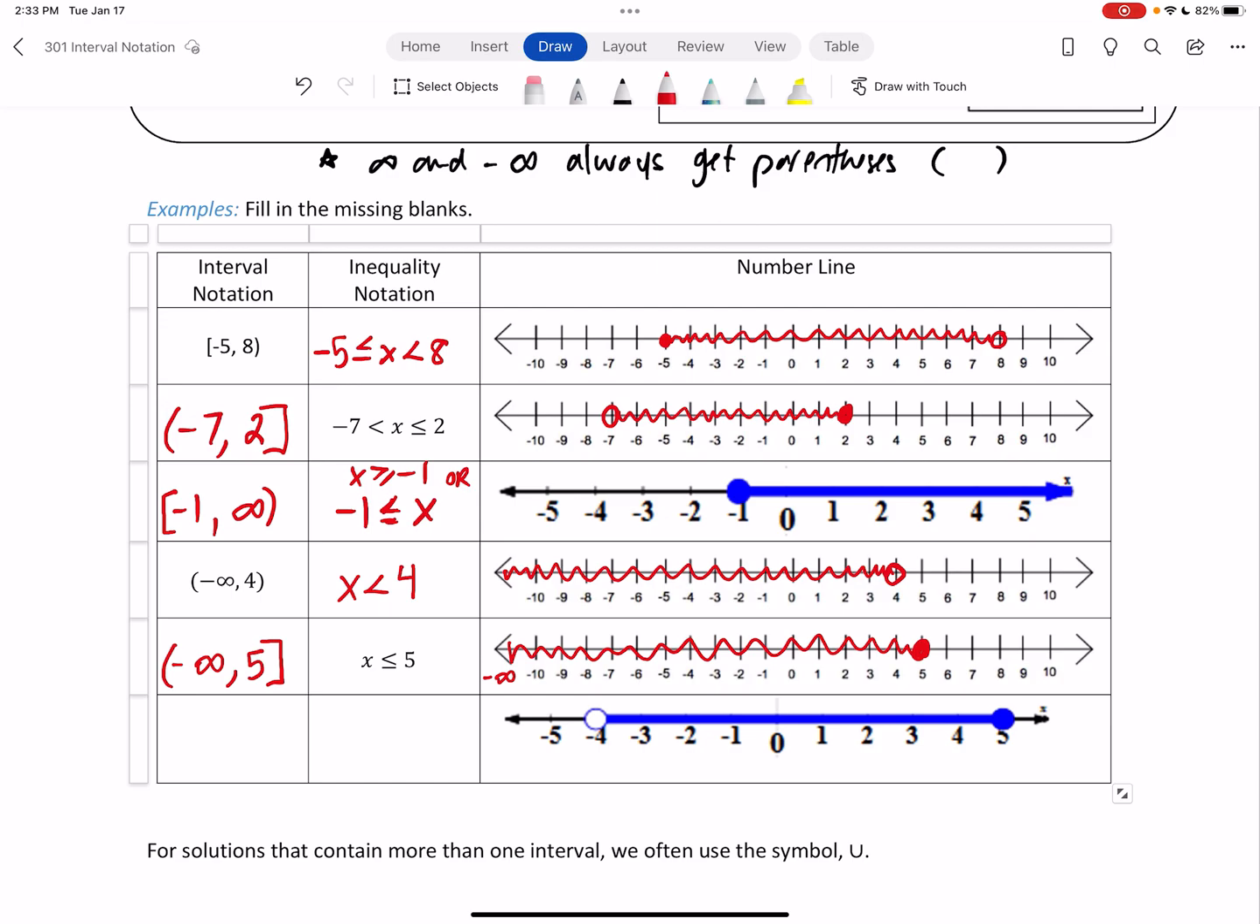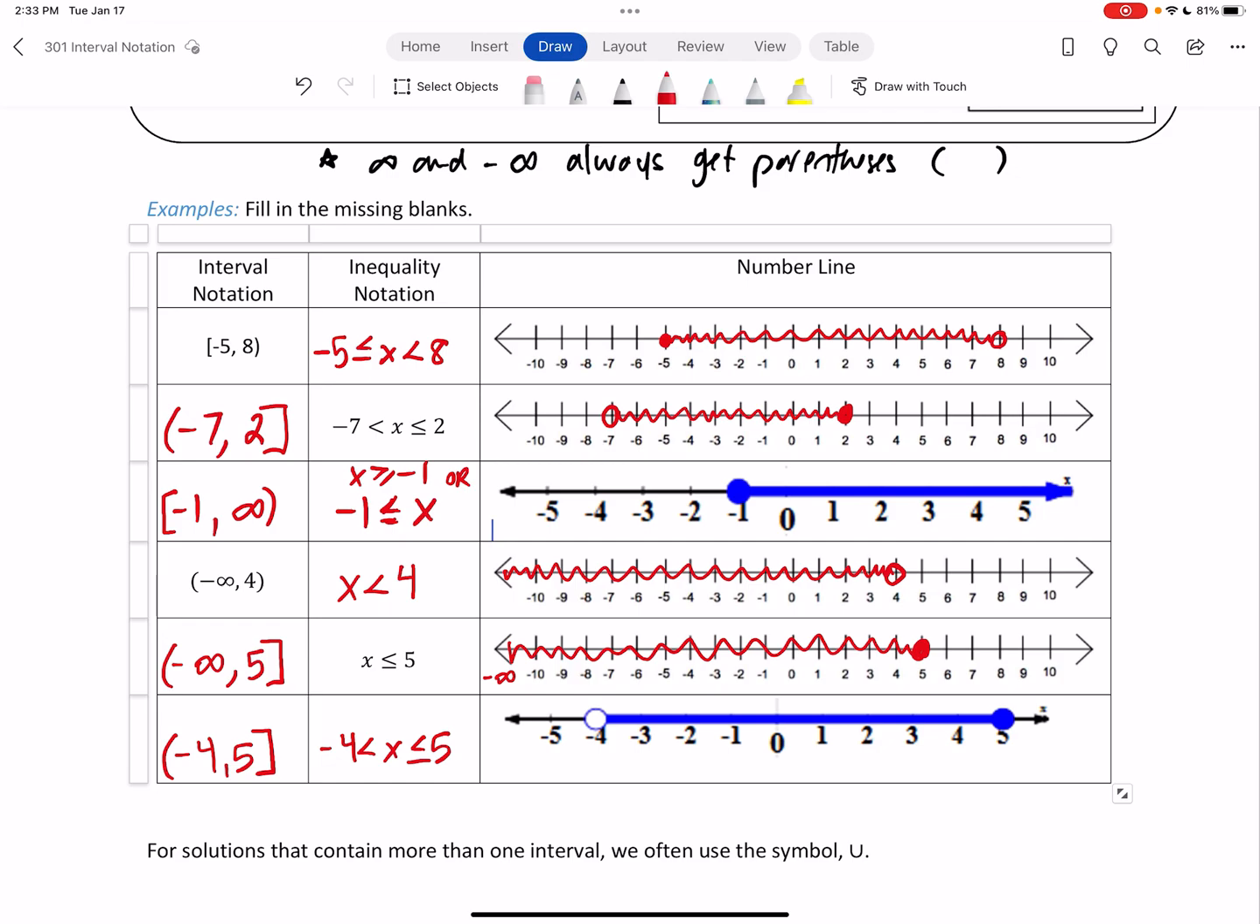The last example is all the numbers between -4 and 5, so -4 less than x less than or equal to 5. An open circle at -4 means less than, and a closed circle at 5 means less than or equal to. So -4 to 5 is my starting and my ending. The open circle at -4 gets a parentheses, and the closed circle at 5 gets a bracket.